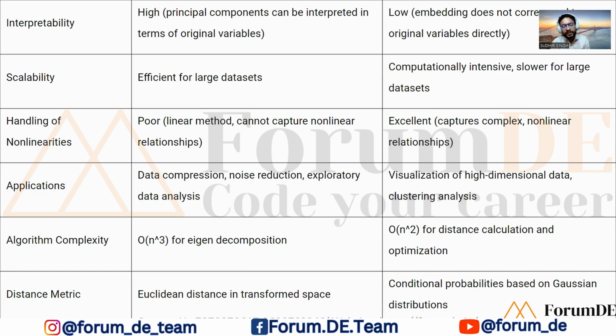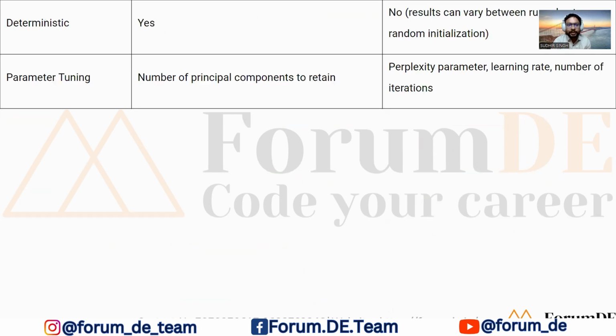I told you in our previous video that probability distribution plays a major role in any machine learning algorithm, which is visible here. PCA is deterministic and tSNE is non-deterministic. For parameter tuning, in PCA it is the number of principal components to retain, how many principal components we want. And in tSNE, it is the perplexity parameter, learning rate and number of iterations. These are a few of the parameters which can be tuned.